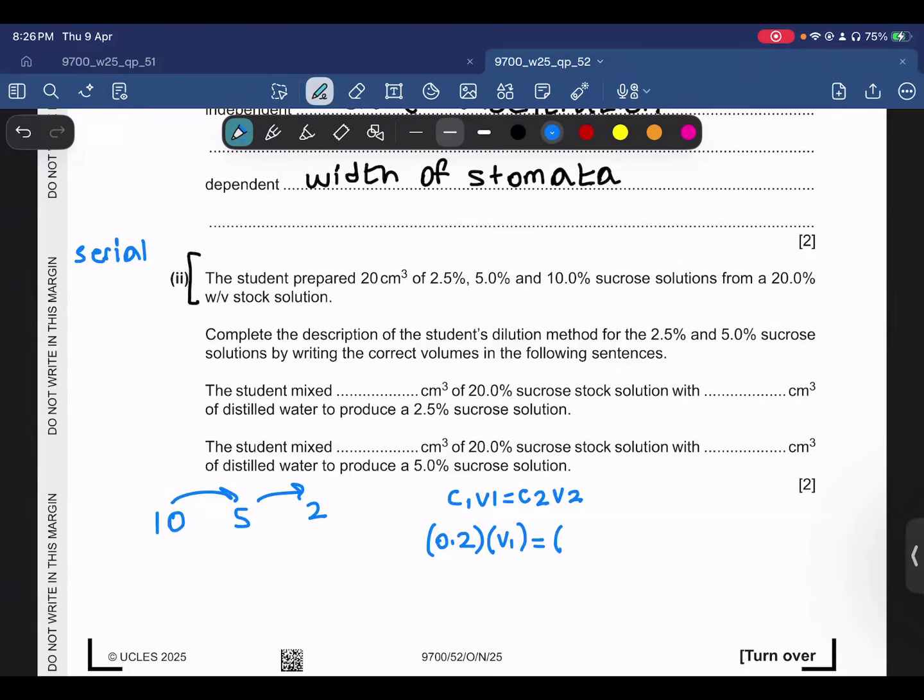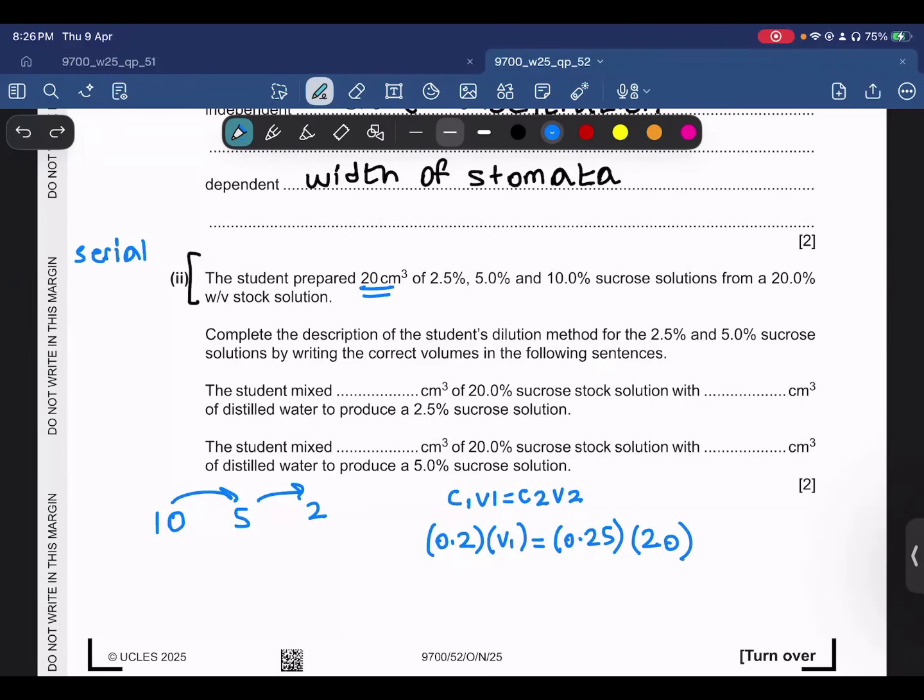Yeah. So this is the final concentration, and what we have is 0.25, and then the final volume. Do you have the final volume? Yeah, we do. 20 centimeter cubed, from right here. Now what's going to be V1 in this case?